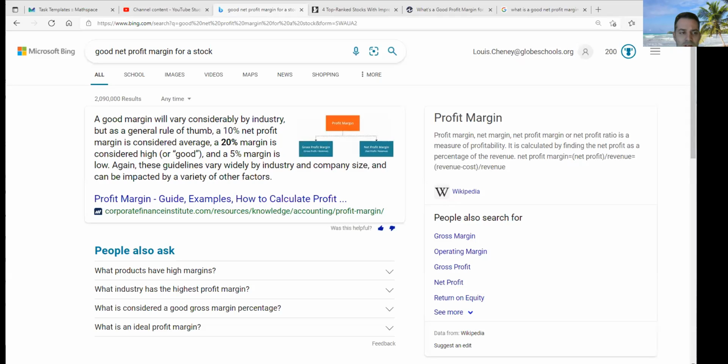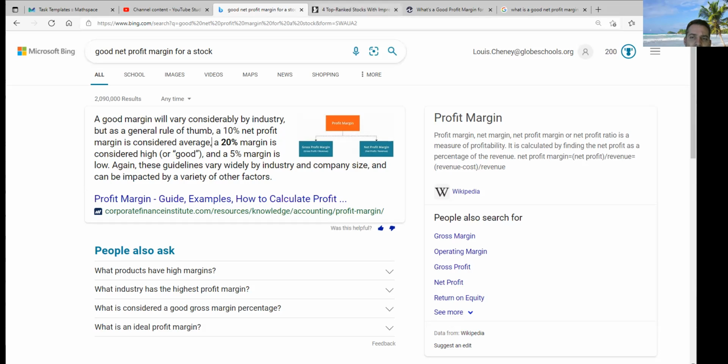Okay, so I went to the internet. This is from Bing. What is a good net profit margin for a stock? So this reads, a good margin will vary considerably by industry, but as a rule of thumb, a 10% net profit margin. So that's our word for the day that we're discussing. Net profit margin is considered average. 20% margin is considered high or good, and a 5% margin is low. So the guidelines are going to vary by industry and company size, and can be impacted by a variety of other factors. So that was from corporatefinanceinstitute.com.